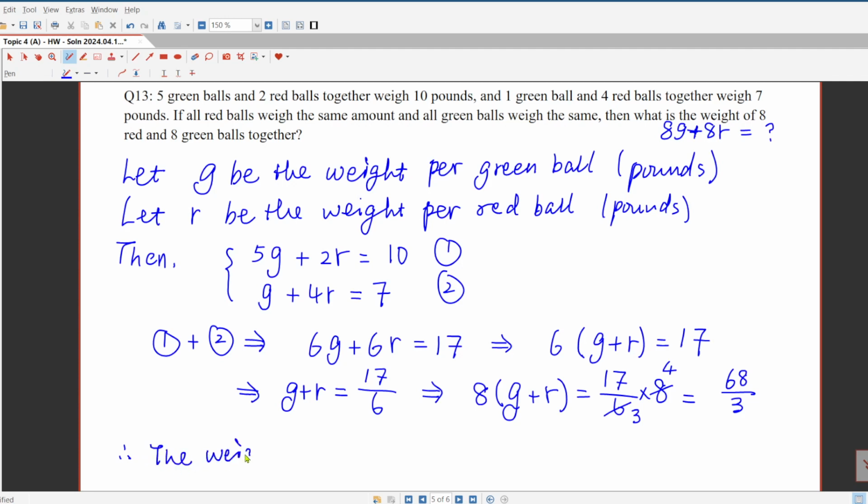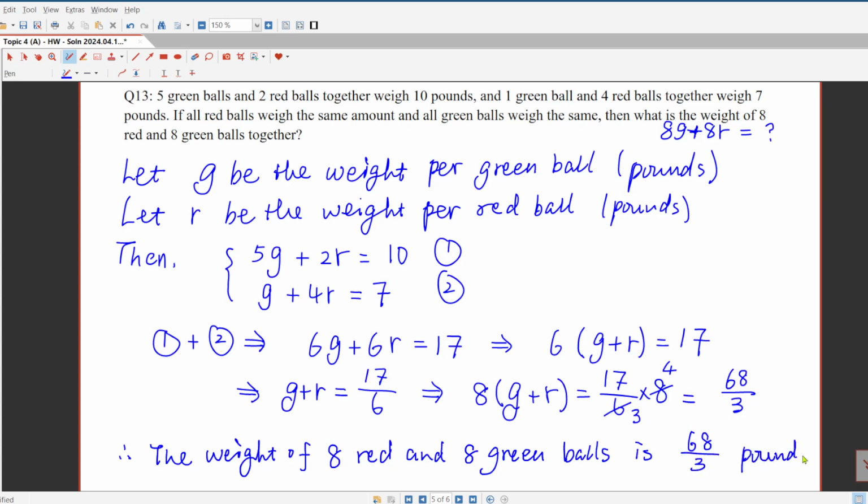Therefore, we know the weight of 8 red and 8 green balls is 68 over 3 pounds, right? Did you get it? Any questions?